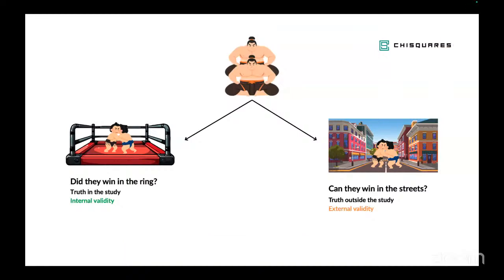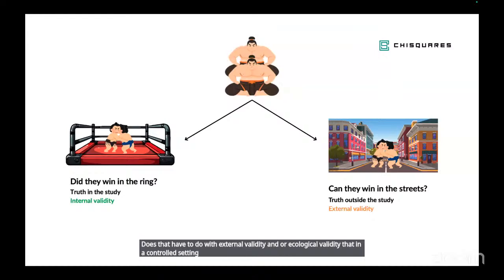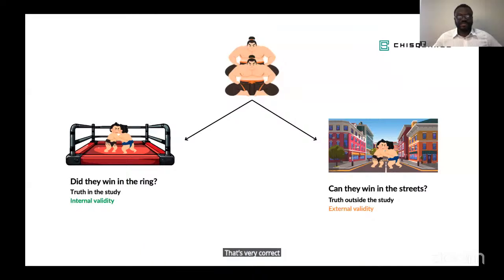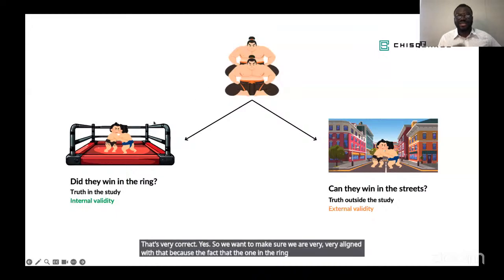Alison. Does that have to do with external validity and or ecological validity, that a controlled setting is not necessarily representative of real world settings? That's very correct. Yes. So we want to make sure we are very aligned with that, because the fact that they won in the ring does not necessarily mean they will win in the streets, because the streets and the ring are quite different things.